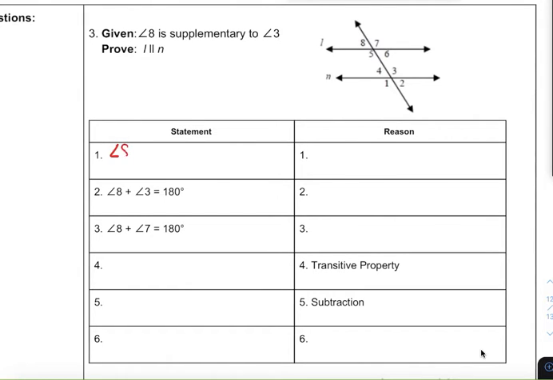Angle 8 is supplementary to angle 3. I know that because it was given. Now, you need to write proofs as though you're teaching somebody who doesn't know anything about geometry. So the first thing they're going to ask is, well, what does that mean? What does supplementary mean? So angle 8 plus angle 3 is 180, because that's the definition of supplementary.